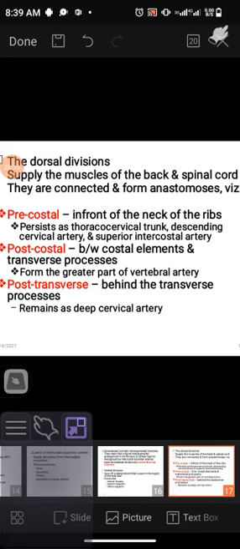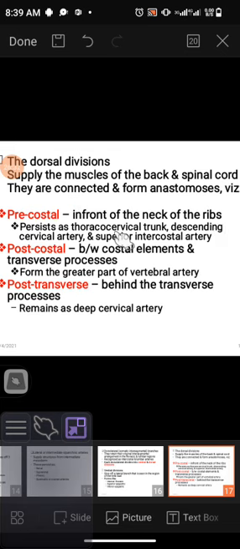Right, dorsolateral, somatic, dividing into two to form the ventral division, which will supply the limbs, and the dorsal division, which now will supply the muscles of the back and the spinal cord. They are connected to form anastomosis, to form the precostal. Pre is before the ribs, in front of the neck of the ribs. They persist as thyrocervical trunk, descending cervical artery. If you can remember, these are branches of the subclavian artery. So you see that these are coming from the precostal arteries.